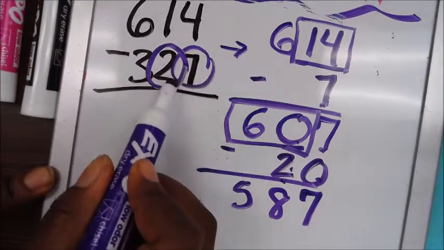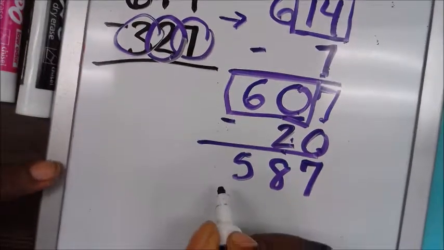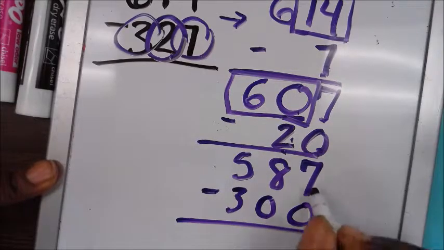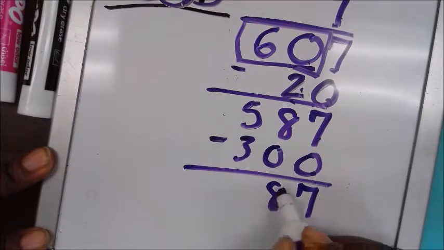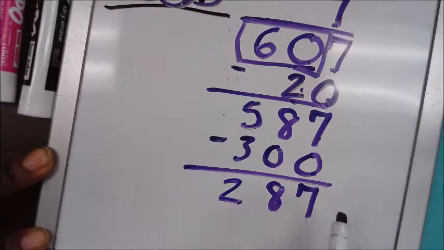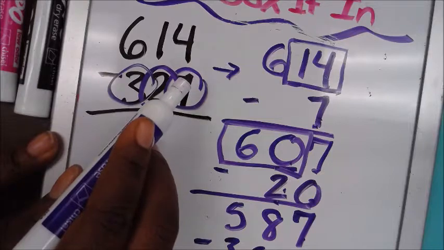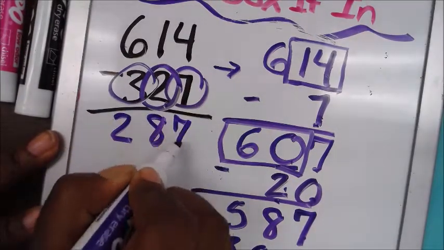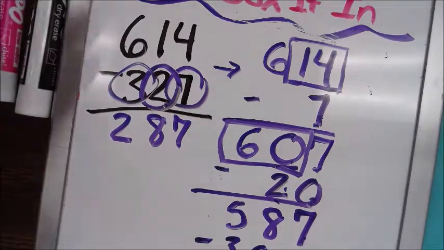Now we're going to subtract the next place. We've done the ones, we've done the tens, now we do the hundreds. A 3 in the hundreds place has a value of 300, so we minus 300. 7 minus 0 is 7. 8 minus 0 is 8. And 500 minus 300 is 200. So the difference between those numbers is 287. So 614 minus 327 is 287.